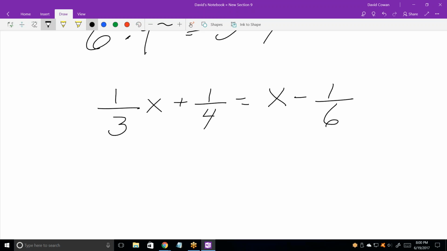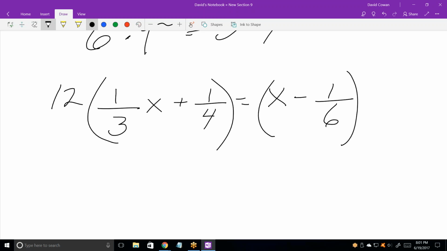Oh, well, I just thought that they were all common multiples of 12. There they are, of 12. 12 is the magic number. I'm going to multiply the left side by 12, and I'm going to multiply the right side by 12. Now distribute and tell me what we have.